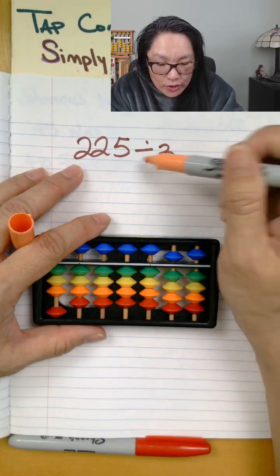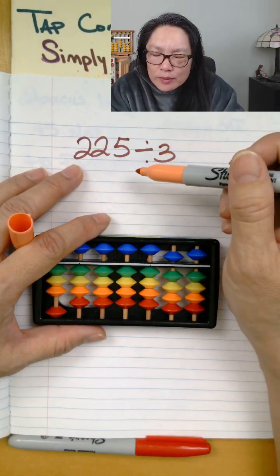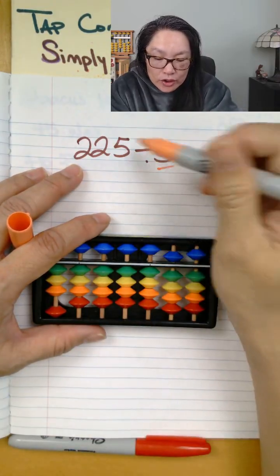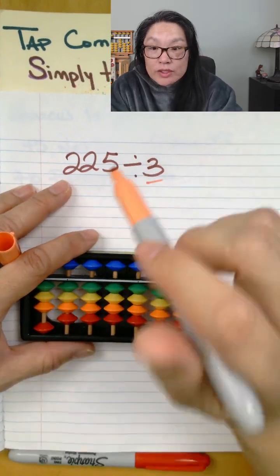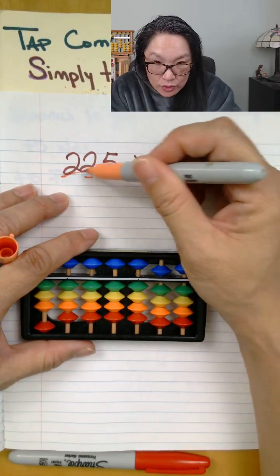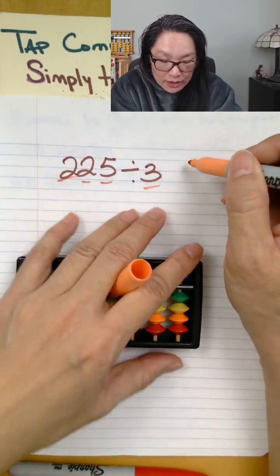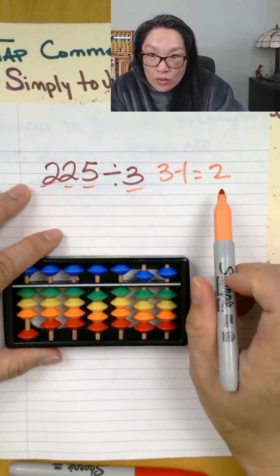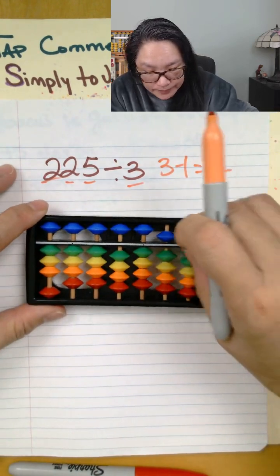Crazy. So what we're going to do, just like we did multiplication, right? In multiplication, we added the digits. In division, we're going to subtract the digits. So we have 1, 2, 3. What we're going to do is take it away. 3 minus 1 is equal to 2. So now I know my starting point is at 2.